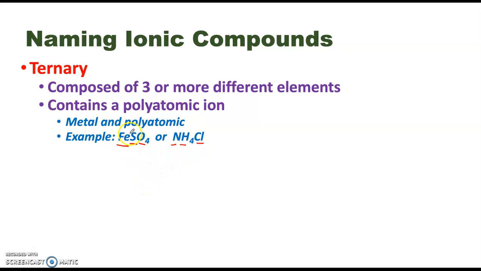Now, like I said, it's typically a metal. So in this case, iron, and then the polyatomic is sulfate. Unless you have ammonium, because ammonium is a positively charged polyatomic, it's the only one we deal with that's positive. It will come first, and then here you got a nonmetal, chlorine.